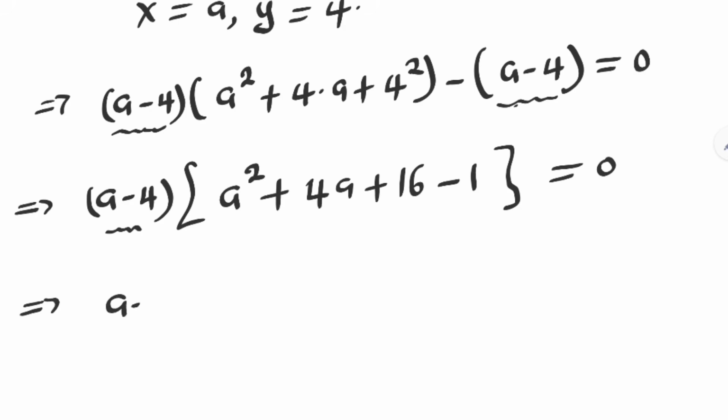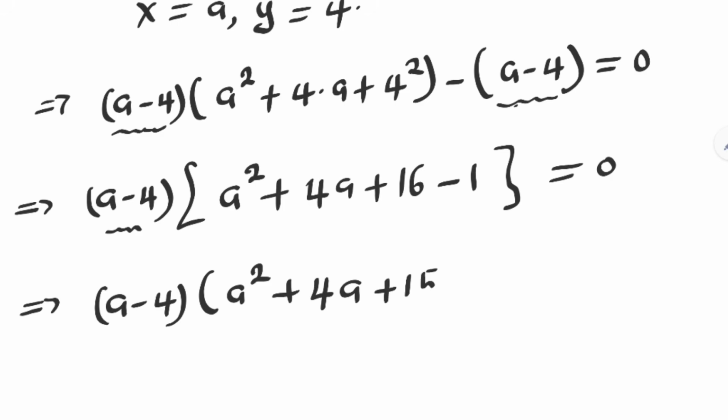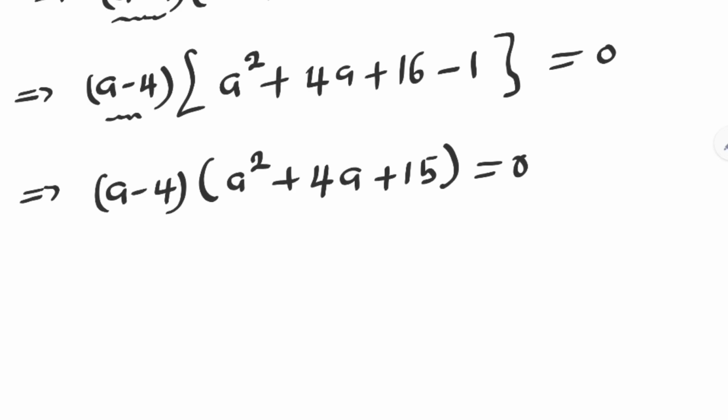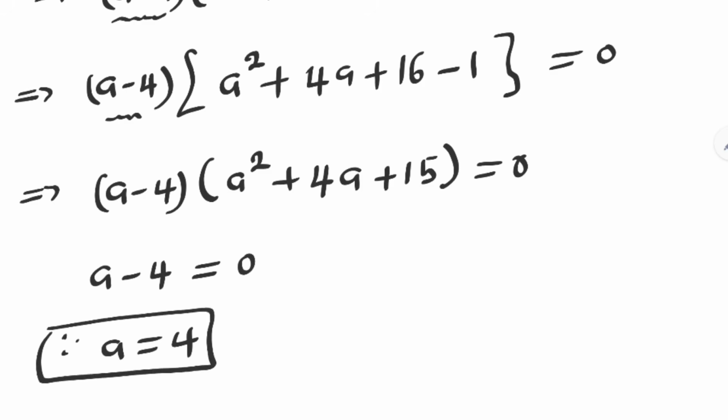Here will be a minus 4 bracket a square plus 4a plus 16 minus 1, that will be plus 15, is equal to 0. There are two cases here. The first case is a minus 4 is equal to 0. Therefore, a is equal to 4. This is the first value of a.